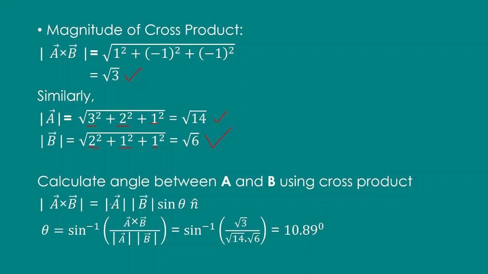If theta is our angle between the two vectors, then using the formula that we found earlier, theta would be sine inverse of the modulus of a vector cross b vector over the magnitude of a vector times b vector. So we found the magnitude of a cross b is root 3, the magnitude of a vector is root 14 and the magnitude of b vector is root 6. When you plug these in the calculator, you should get an answer of 10.89 degrees.